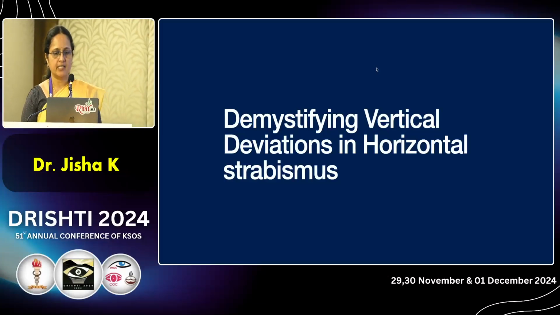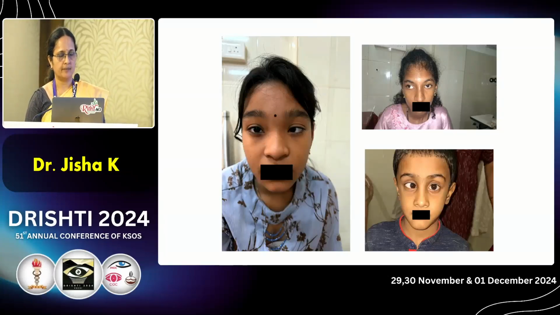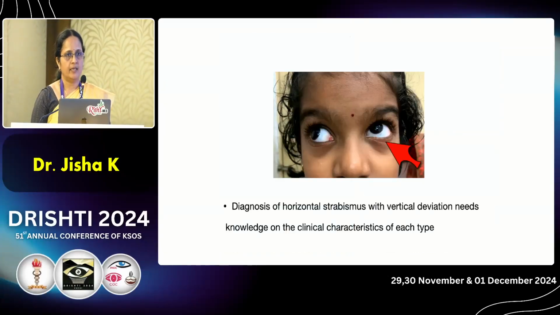Demystifying the vertical deviations in horizontal strabismus. Horizontal strabismus is the most common type of strabismus that we encounter in our clinical practice. But when we evaluate the ocular movements, we see some vertical deviations, which makes it very complicated to understand from the perspective of a general ophthalmologist.